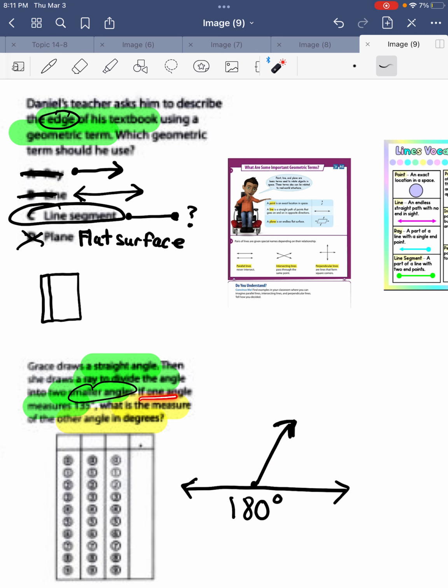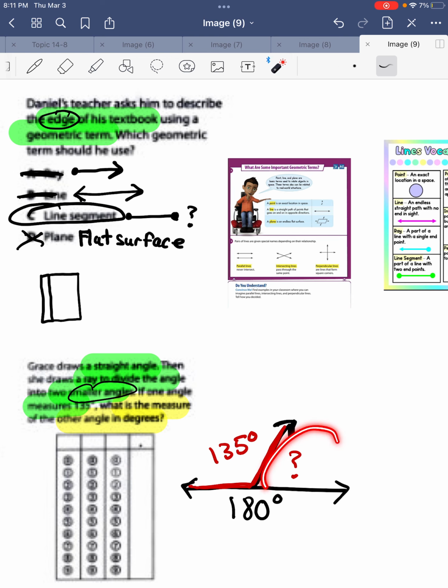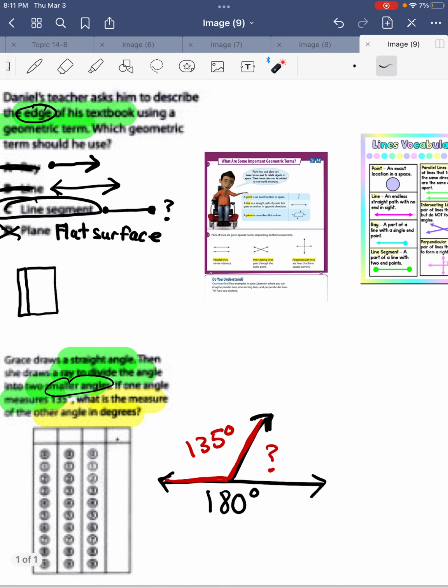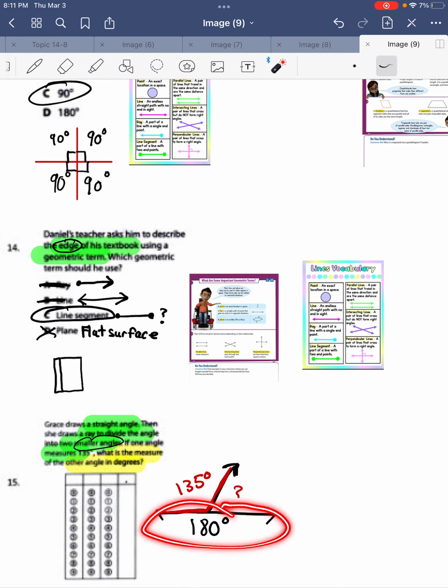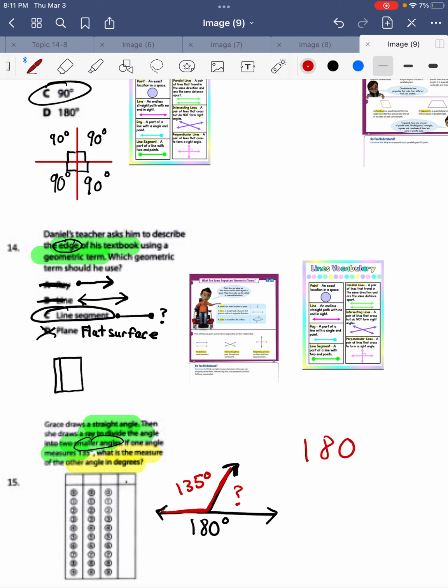It says if one angle measures 135, so I'm just going to pick this angle right here and say this angle is the one that's 135. If this angle measures 135, what is the measure of the other angle? I'm going to put a question mark. Remember, if I know my whole angle is 180, and part of it is 135, but I do not know the other part, I'm going to subtract. So 180, my bigger number on top, minus 135.